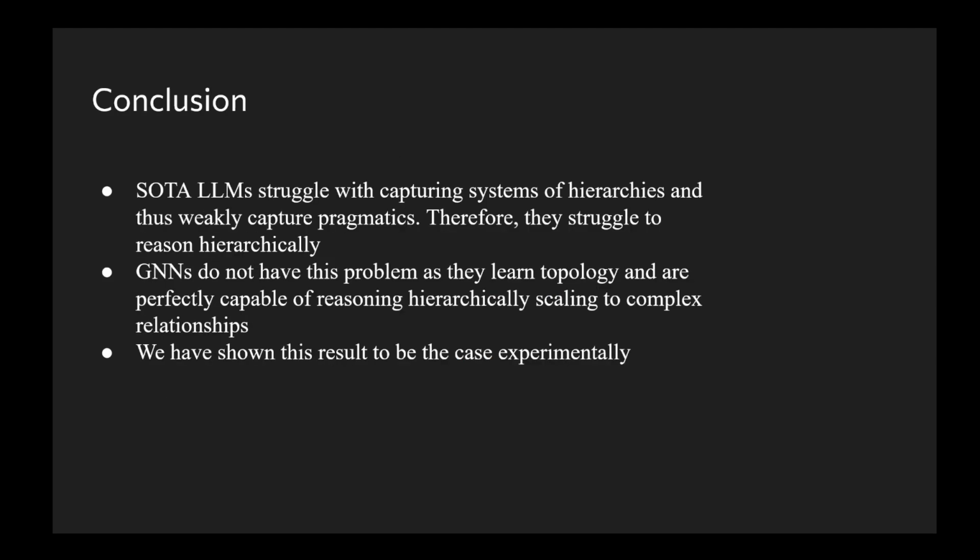So the conclusion is that state-of-the-art LLMs just struggle with capturing complex systems of hierarchies. As a result, they weakly capture pragmatics, so they can't really reason hierarchically at scale. However, GNNs do not have a problem with this because they learn the topology, the unspoken rules of this system and society of the nodes and edges, and they're perfectly capable of reasoning hierarchically as a result. We have shown this result to be the case experimentally.